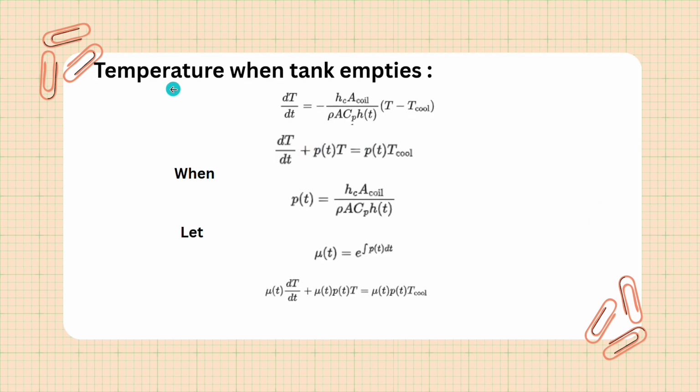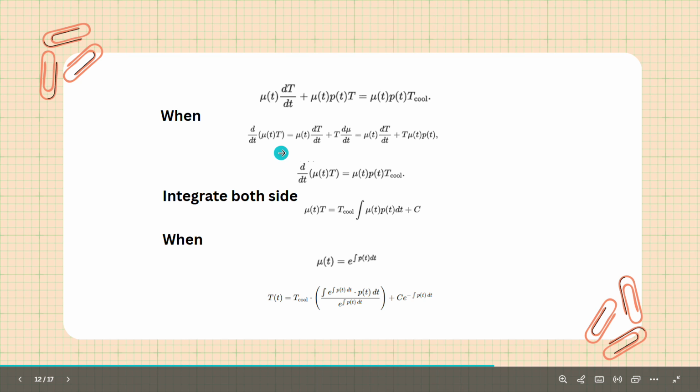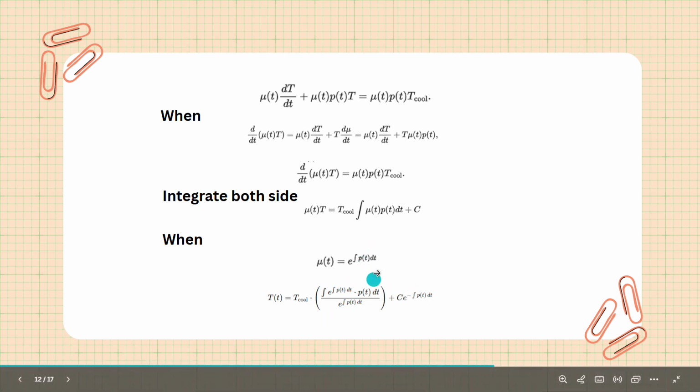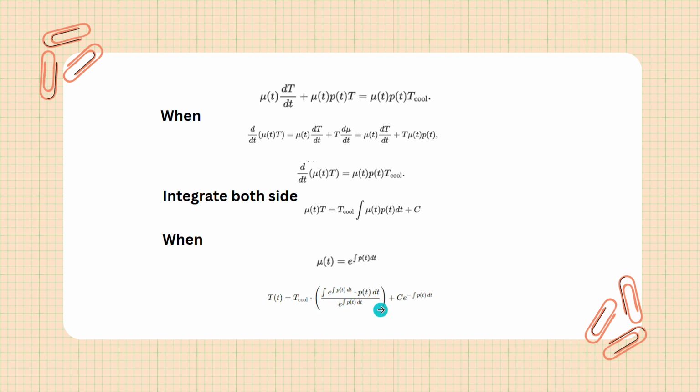Moving on to the next, calculating the temperature when the tank empties. So here is Newton's law of cooling. We are using an integrating factor here, multiplied by the general solution, and then we just integrate both sides of this equation. For this equation also you use your integrating factor and then you substitute it in this integration right here. Okay, after that you got this equation.